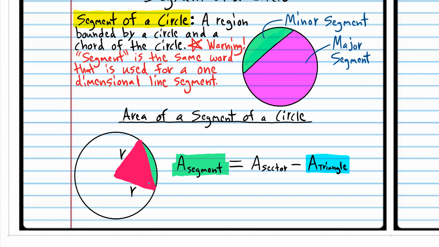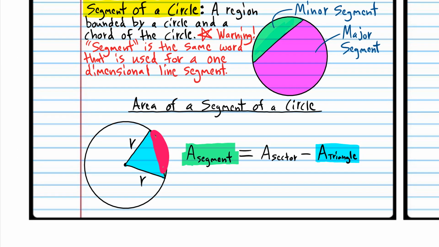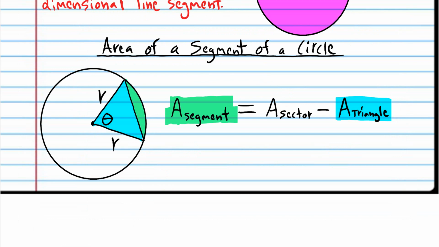And that's going to give us the area of the green part, the area of the segment. We form this triangle by drawing two radii to the endpoints of the chord. That's how that triangle is formed. That's how this process works. So that's what we're going to be spending the rest of the day doing, just finding the area of segments.